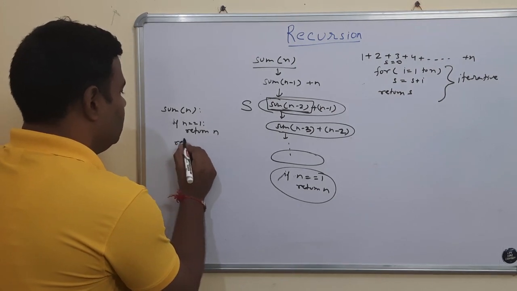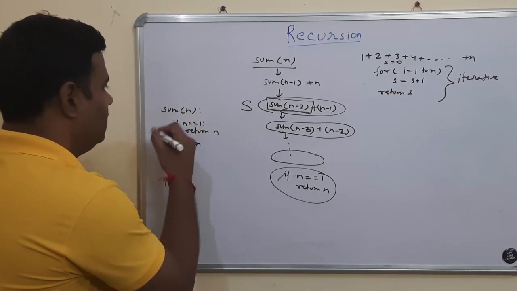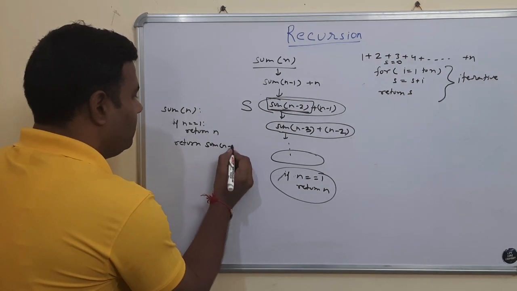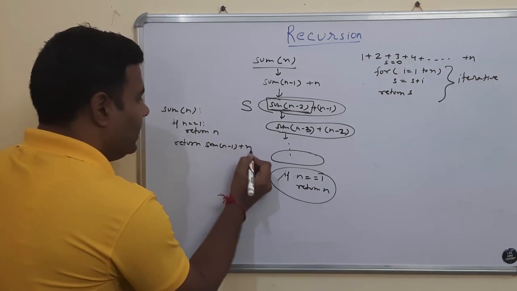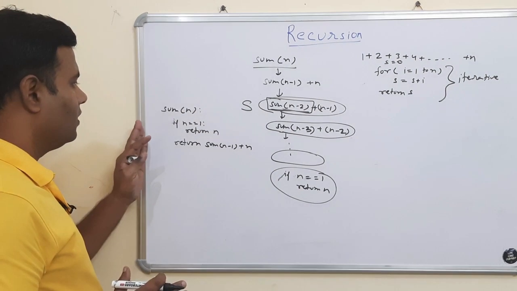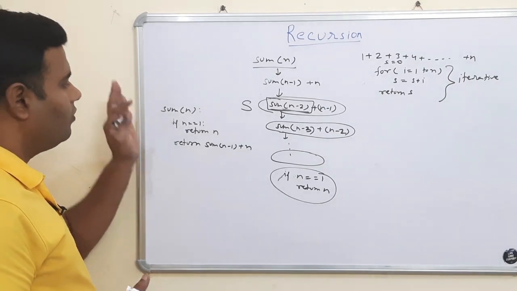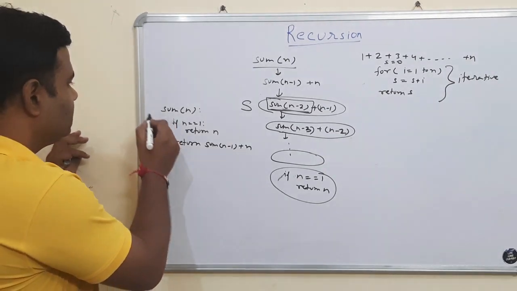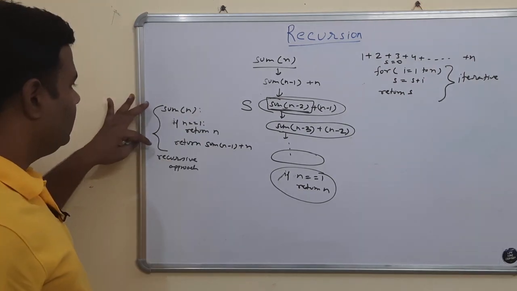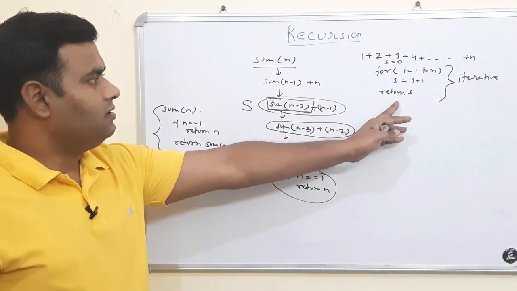Else what you have to return, you can guess: sum of n minus 1 plus n, right? That will be the whole code, and this much code can solve all of this. This approach is basically called the recursive approach, right? This one, and this is the iterative approach.